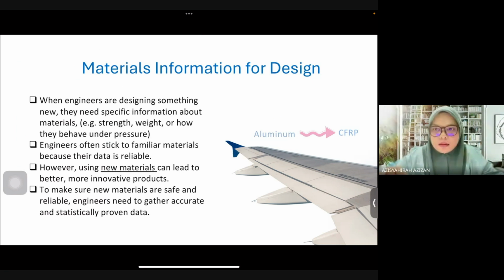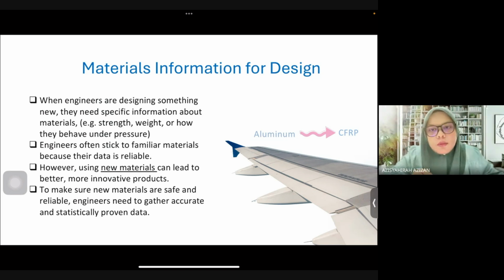Okay, materials information for design. So engineers often use materials that they already know, the material that they trust, because there's a lot of reliable data available on that particular material. So this means they know exactly how the material will perform, so that there will be less risk involved when using the materials in their products or in a structure.